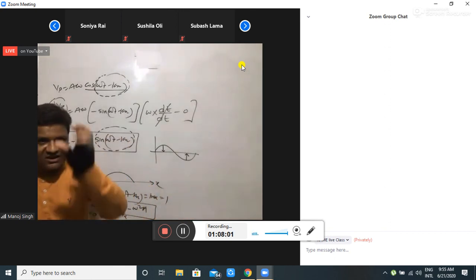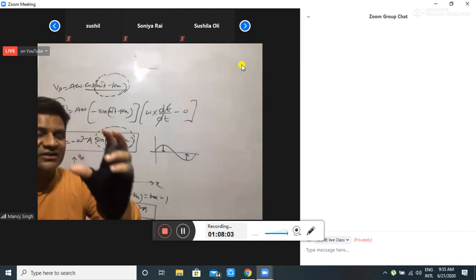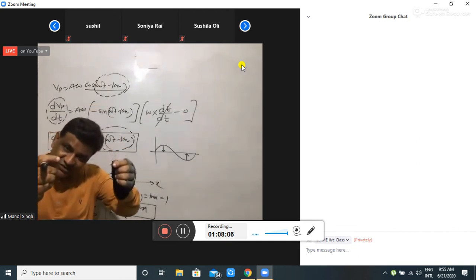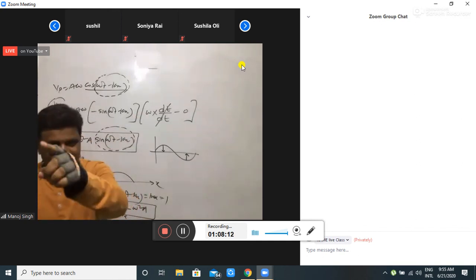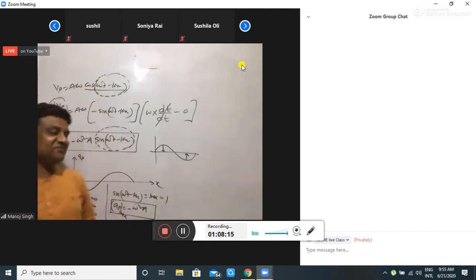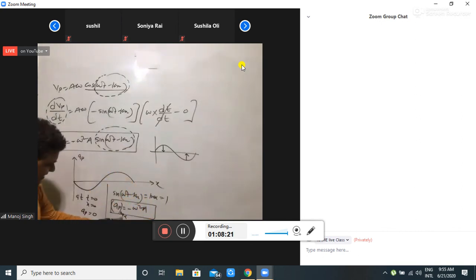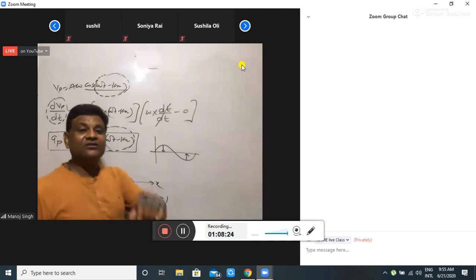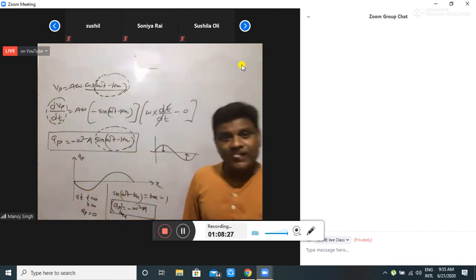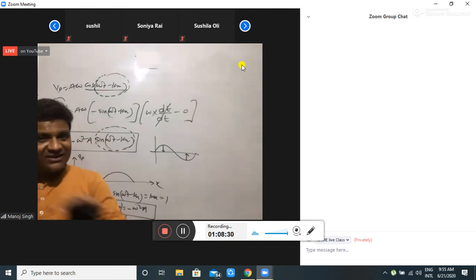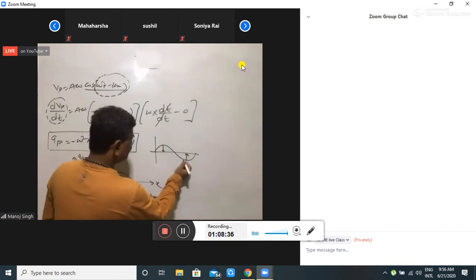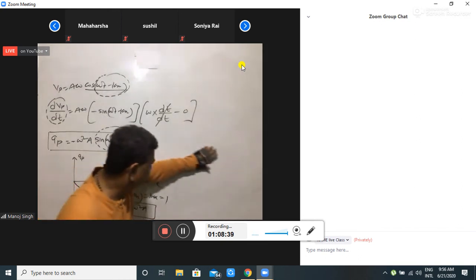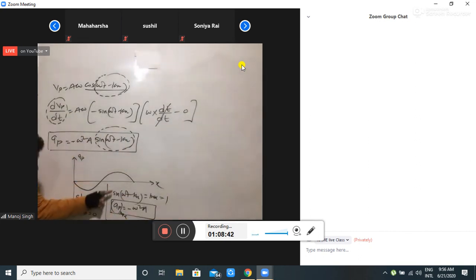Maximum displacement is equal to amplitude. Maximum velocity of the particle of medium is the velocity amplitude, equal to a omega. And the maximum acceleration of the particle of medium is known as acceleration amplitude, and its value is equal to minus omega square a. Negative sign does not represent retardation; it represents that acceleration is always directed towards the mean position.